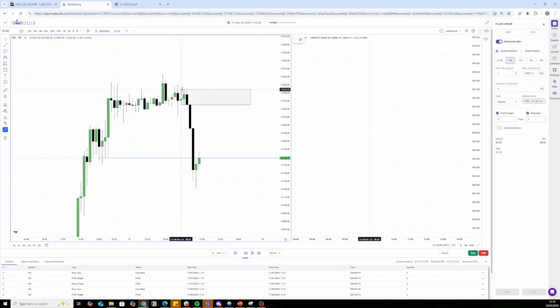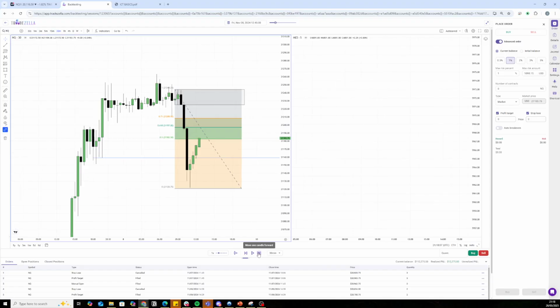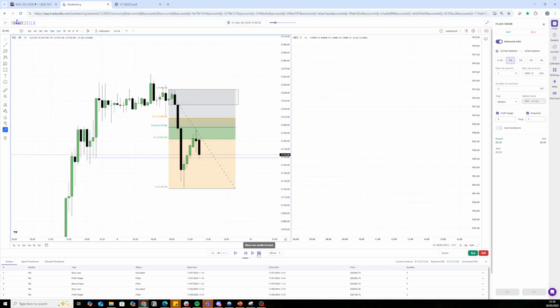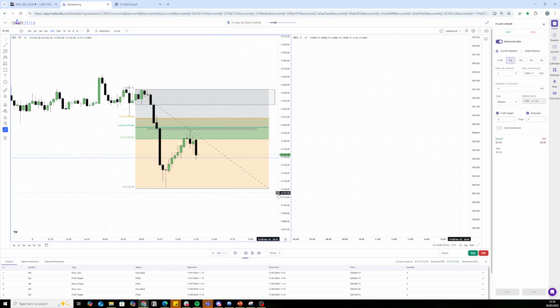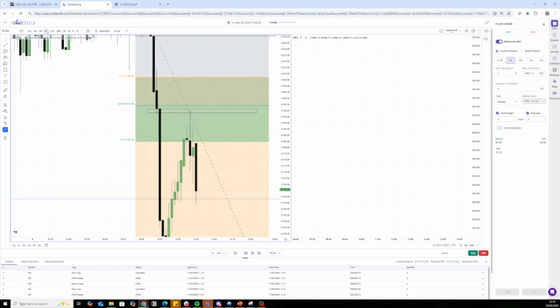Premium and discount levels. So we want it to retrace at least 50%. So let's see if we get that retrace. Yeah, okay, we get a retrace. We get a rejection off the 50% area there as well. And there is a very small supply zone there. Or order block, sorry. It's kind of like a hidden one.